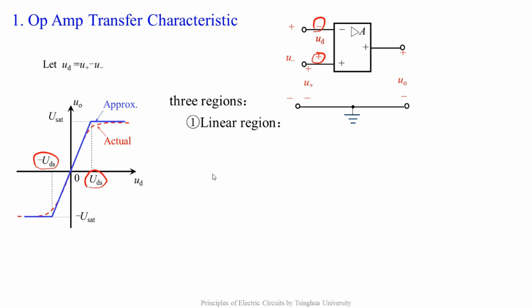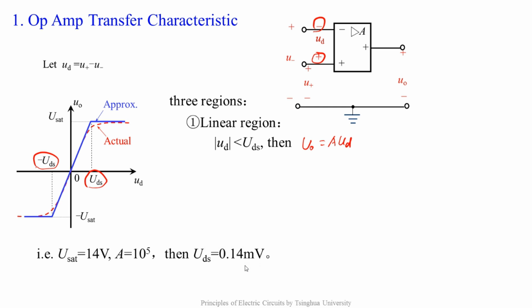Let's discuss them. The first region is a linear region that goes through the origin. In this region, the absolute value of UD is less than UDS, and the output is capital A times UD. The capital A is op-amp's open loop voltage gain. We've seen the normal op-amp's saturation voltage, for example, 14 volts, and its open loop voltage gain is 10 to the fifth. Then UDS has a tiny value of 0.14 millivolts. In normal electronic circuits, a noise or interference signal can almost reach such an order of magnitude.